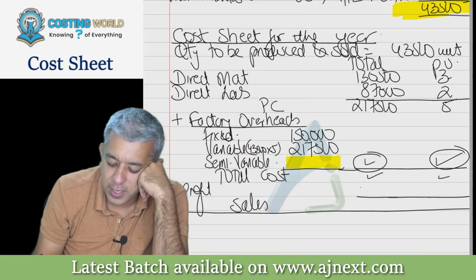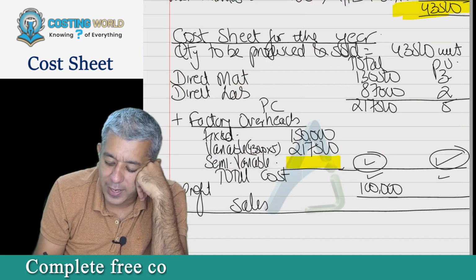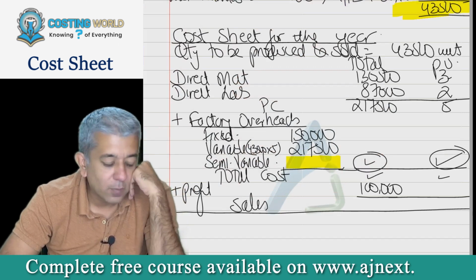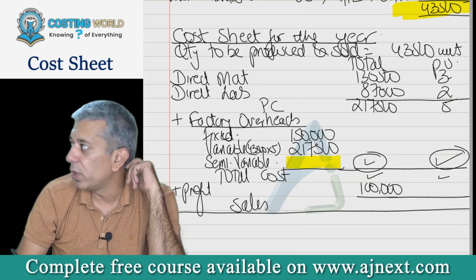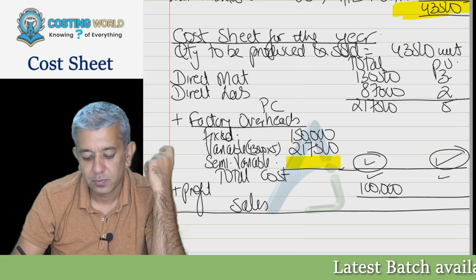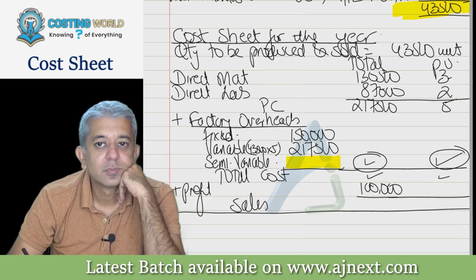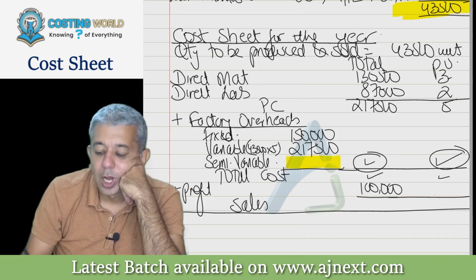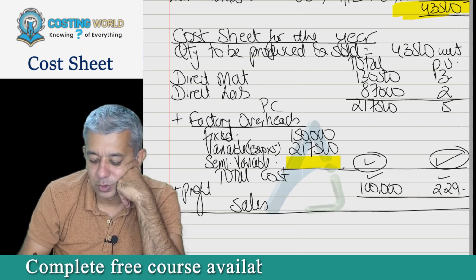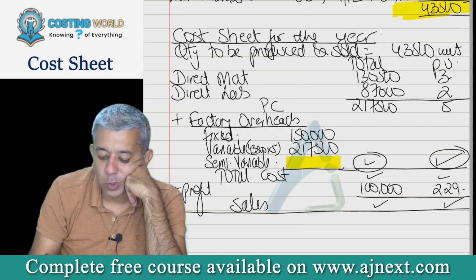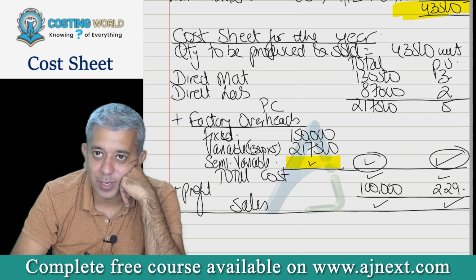So, in this case, your profit is going to be 1 lakh. Take 1 lakh divided by 43,500, please. So per unit profit will come. Yes, sir. How much does it come? That's okay. 2.29. So, I guess the only thing that is left over here is semi-variable expenses.